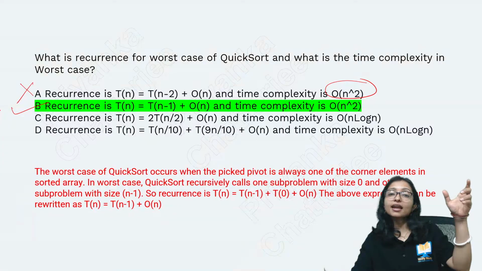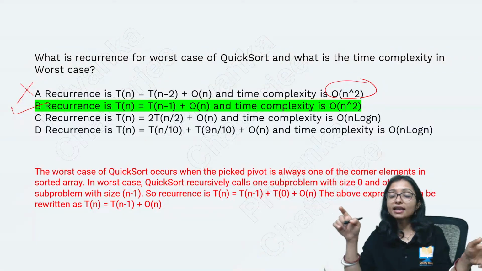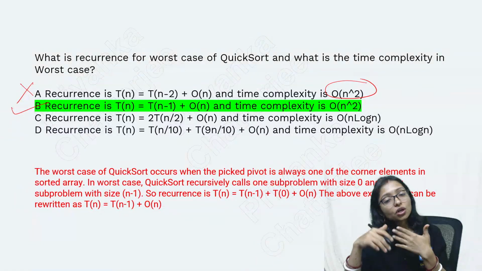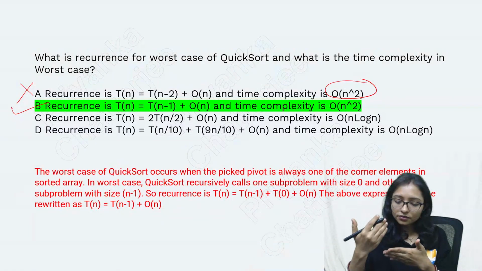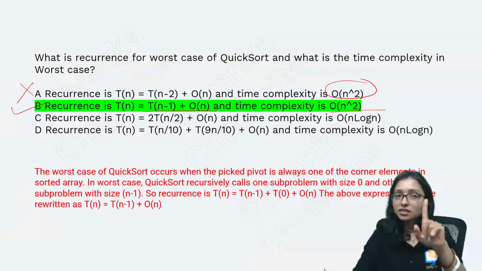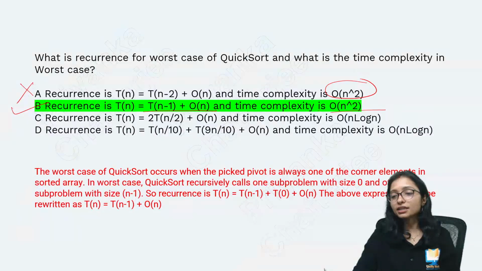On one side there are n minus 1 elements, on the other side 1 element, and to do the ultimate sorting it requires n. That's why the recurrence relation is T(n minus 1) plus order of n, and the time complexity is n square. This is very important. That's why you need to understand each and every algorithm in detail.